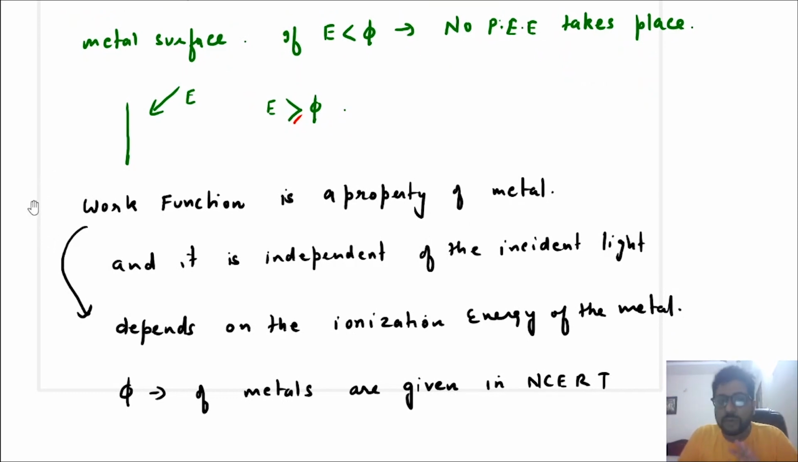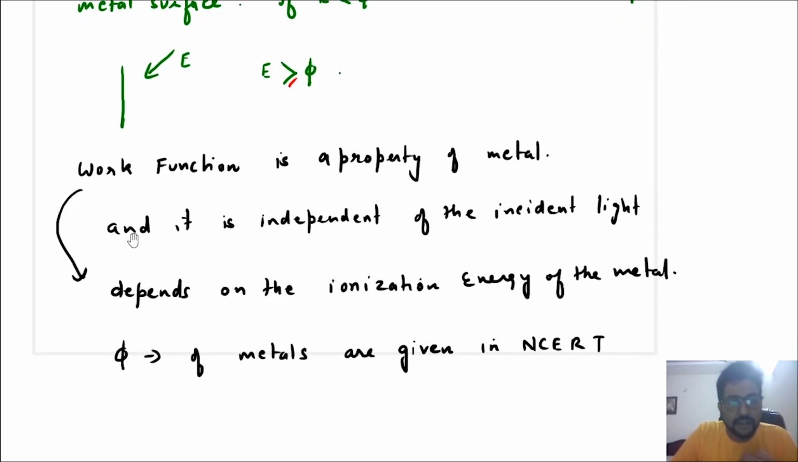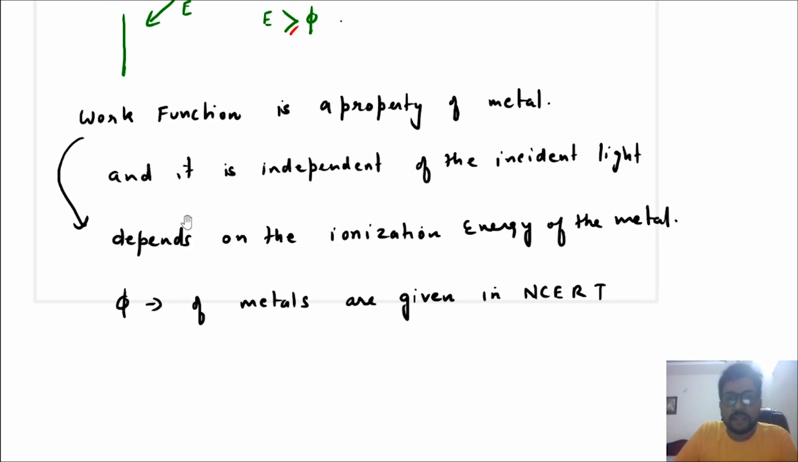You don't have to remember it, but they can ask you a comparison of the work function of different metals. So you should at least remember which has the maximum work function and which has the minimum work function. You can write it in your notes, the work function of different metals from your NCERT textbook. That part is homework for all of you.